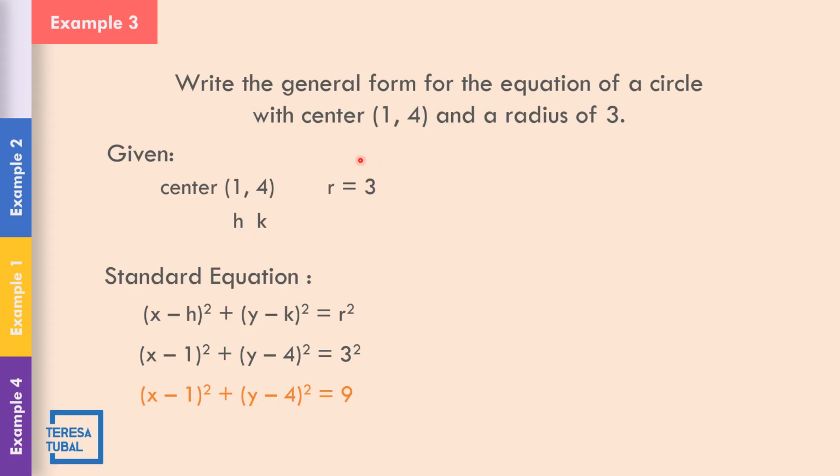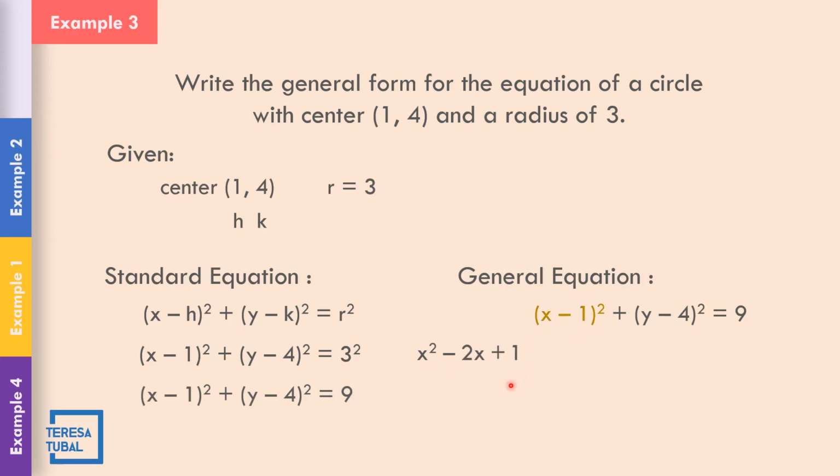But then, we need to identify the general form of the equation of the circle. So we continue solving. So we need to expand the quantity x minus 1 squared. So if we expand, that becomes x times x is x squared. 2 times x is 2x times negative 1 is negative 2x. Negative 1 times negative 1 is positive 1.